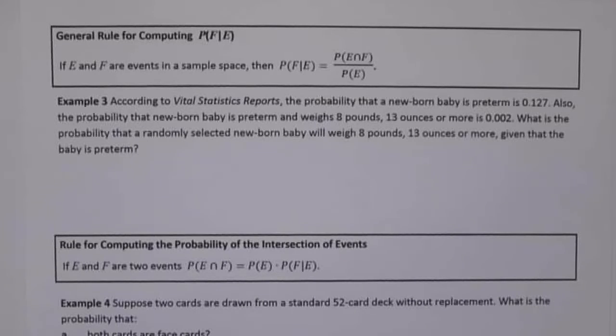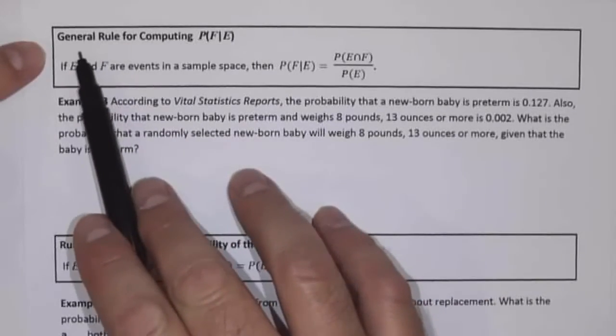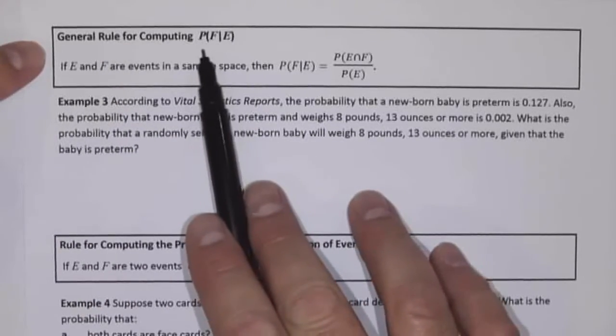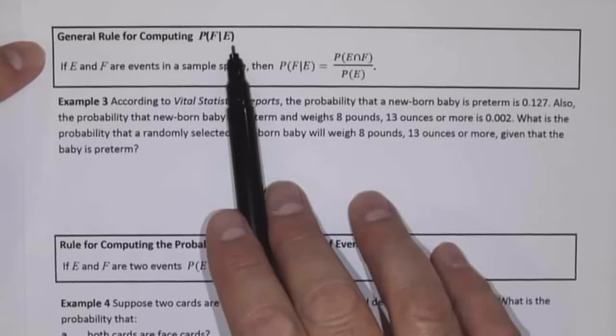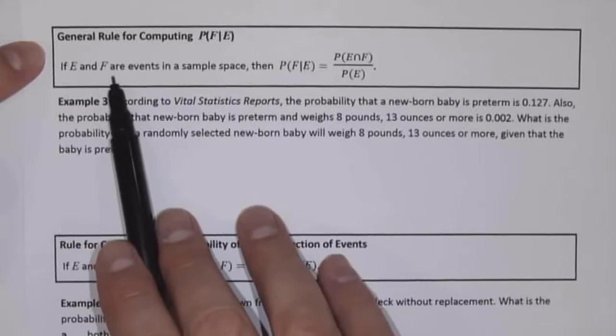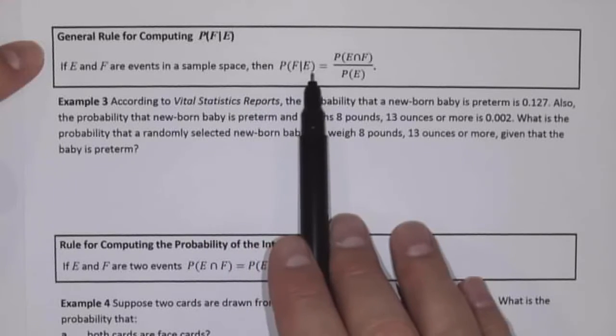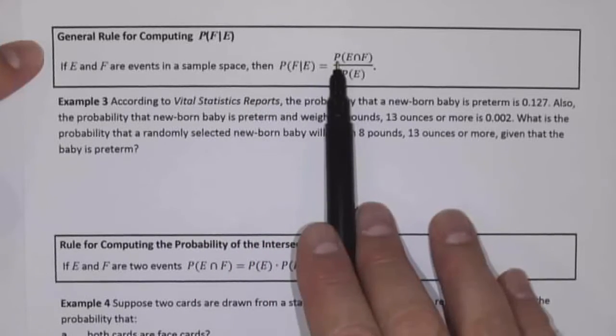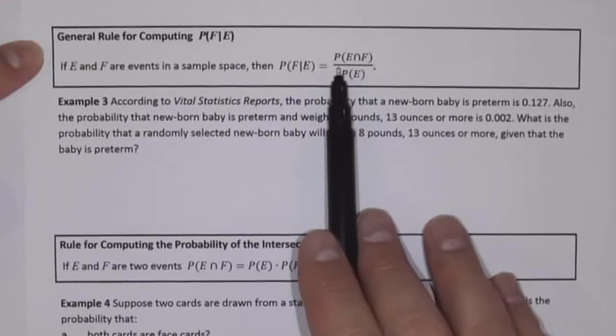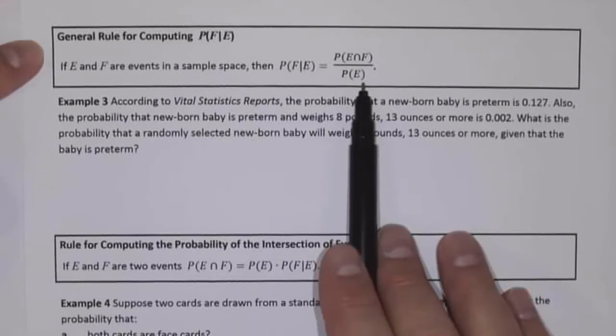So in this video, we're going to start by looking at the general rule for computing the probability of F given E. If E and F are events in a sample space, then the probability of F given E equals the probability of E intersect F divided by the probability of E.